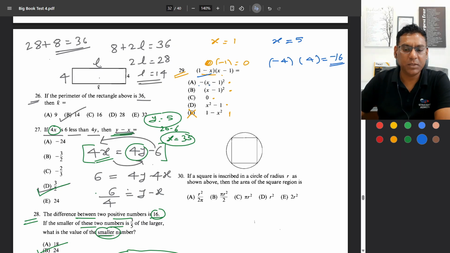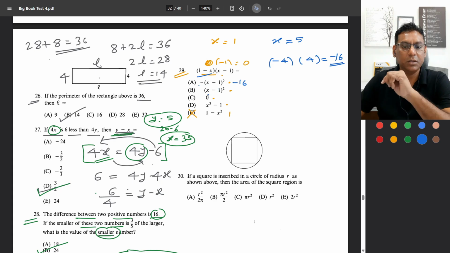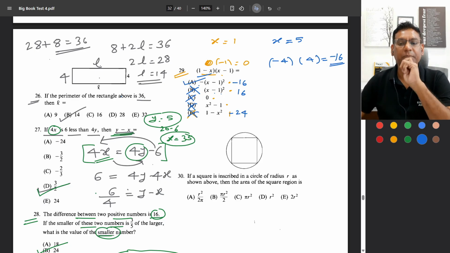Minus of x minus 1 square. So minus of 4 square, that is minus 16. Okay, this is good. X minus 1 square, I get 16. So this is not going to be correct. 0 is not there. X square minus 1 is going to be 24. 1 minus x square is going to be minus 24. Correct? So the answer has to be A.